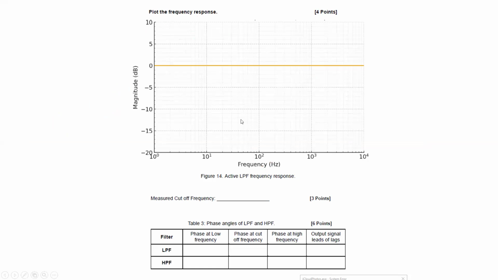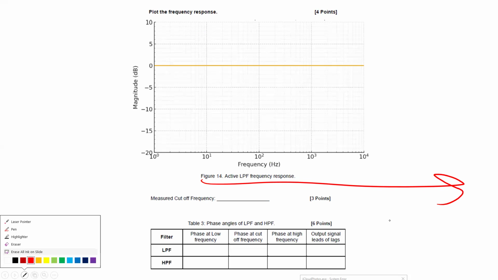logarithmic scale. Listen to me. Usually, for frequency responses, we use a logarithmic scale. Why? Because usually we go to very high values. That's why.